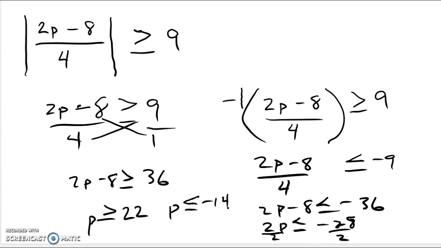Now we have to determine whether it's an "or" or an "and". I'm going to draw the number line, and it turns out that it's an "or" because it's greater than or equal to 22, and it is, I'm going to try to shade this in here, and it is less than or equal to, so closed circle, -14. And there's a solution to that problem.